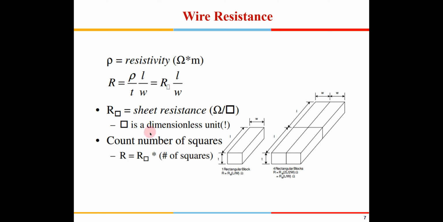If you have to count the number of squares, the R square will be given by the fab lab. If I have to compute R, it is R square into the number of squares. And what is the number of squares? L divided by W. So you have to be careful with that. It is not L into W here. When we compute the number of squares, it will be L divided by W. That aspect we need to take care of.